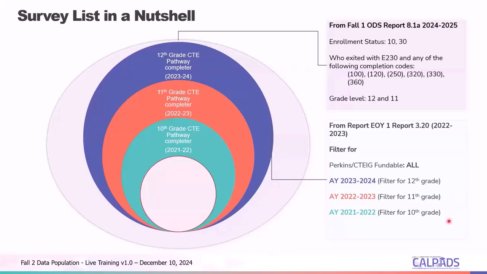And then we will run the report a third time, filtering for academic year 2021 to 22 and 10th grade to determine which of our high school completers completed a CTE pathway in their sophomore year. Again, we could do this a fourth time, filtering for academic year 2020 to 21 and filtering for ninth grade to determine our high school completers who completed a CTE pathway in their freshman year. But completion of a CTE pathway during a student's freshman year is incredibly rare.